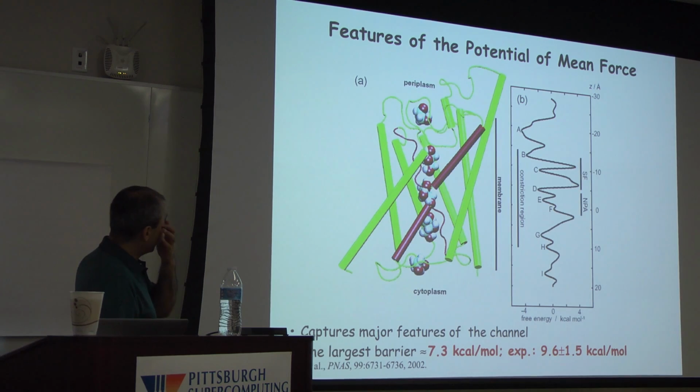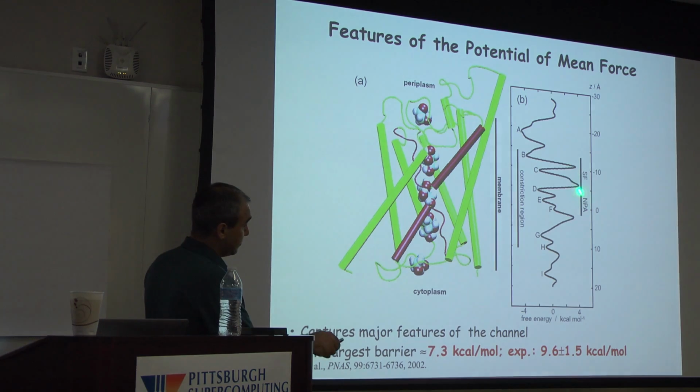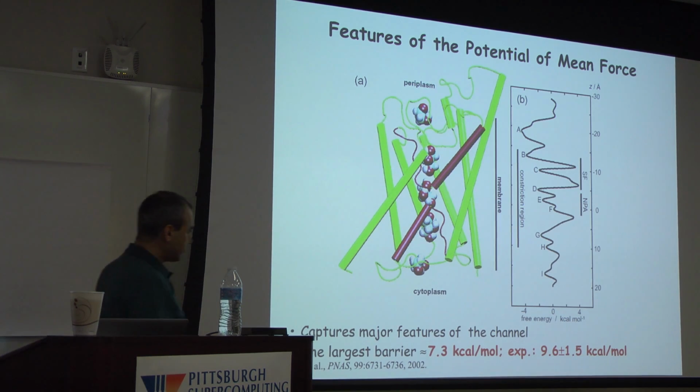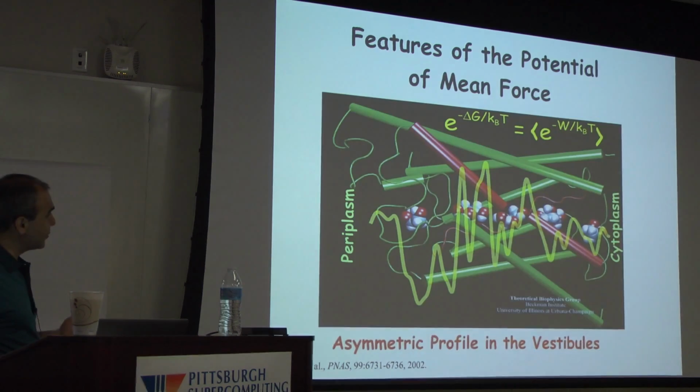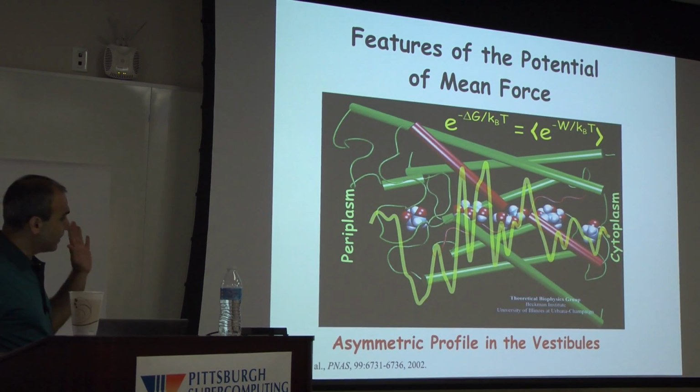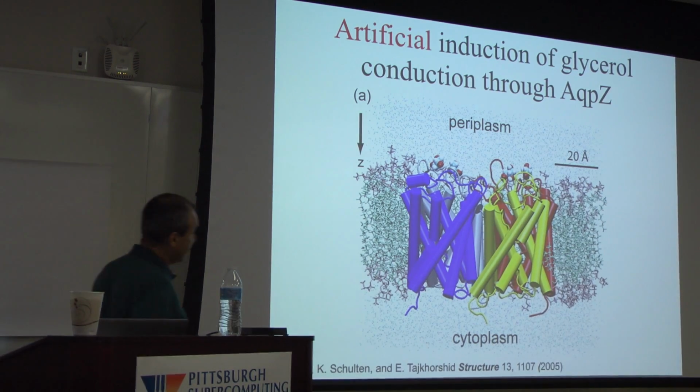And I guess we were just really lucky that the free energy profile, if you look at the barriers, they compare very nicely, at least the order of magnitude, to experiments, to, I should say, very rough estimates for experimental estimates of the barrier against permeation of glycerol through this channel. So yes, you can get the free energy. Let me skip the asymmetric profile.